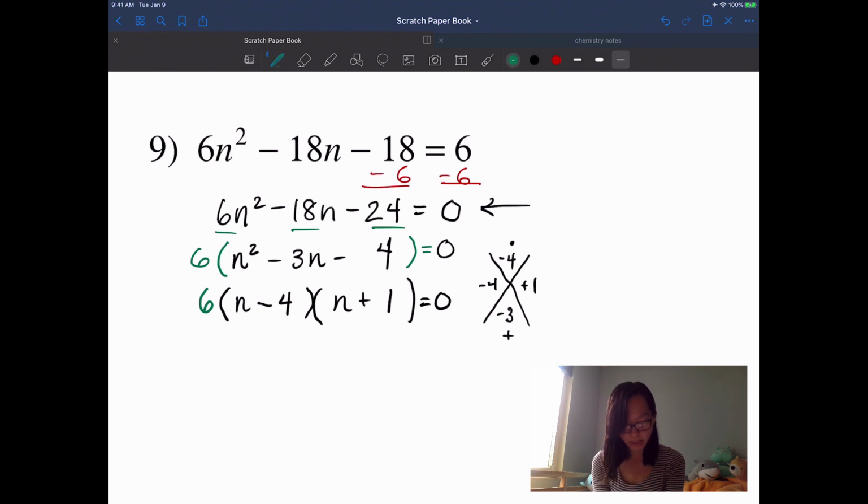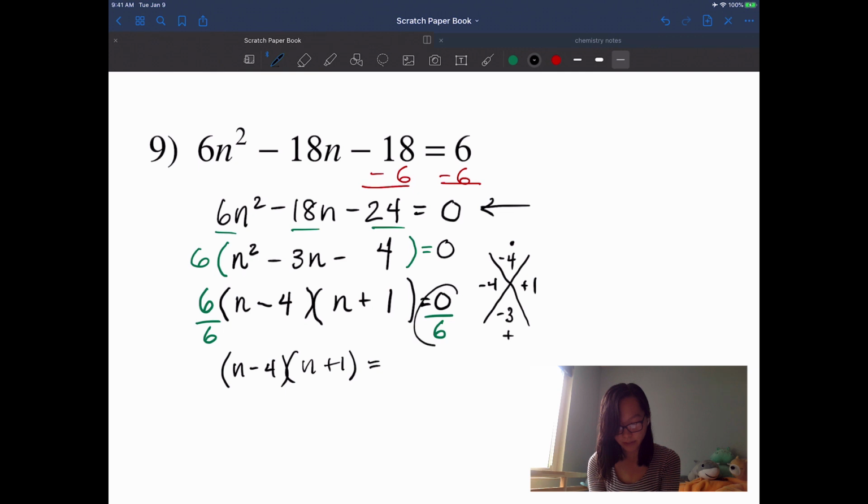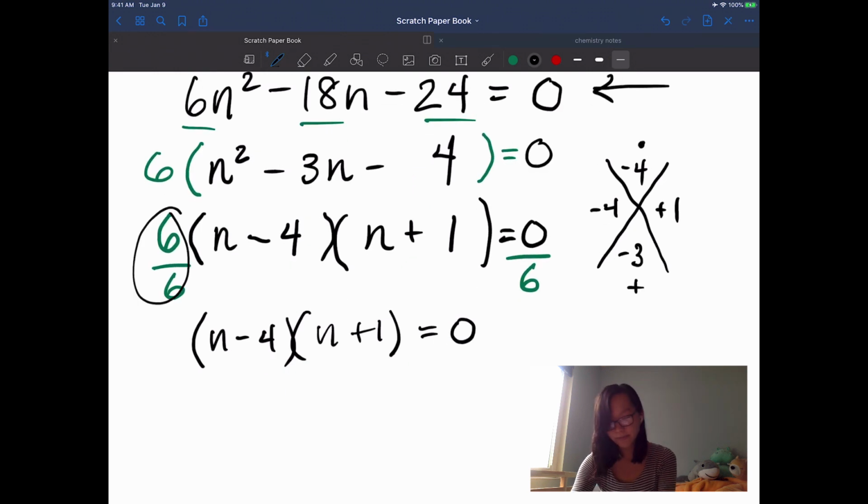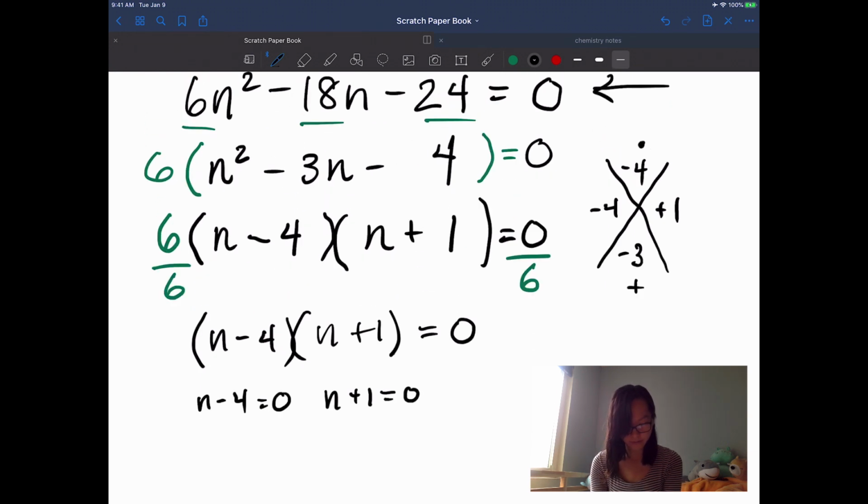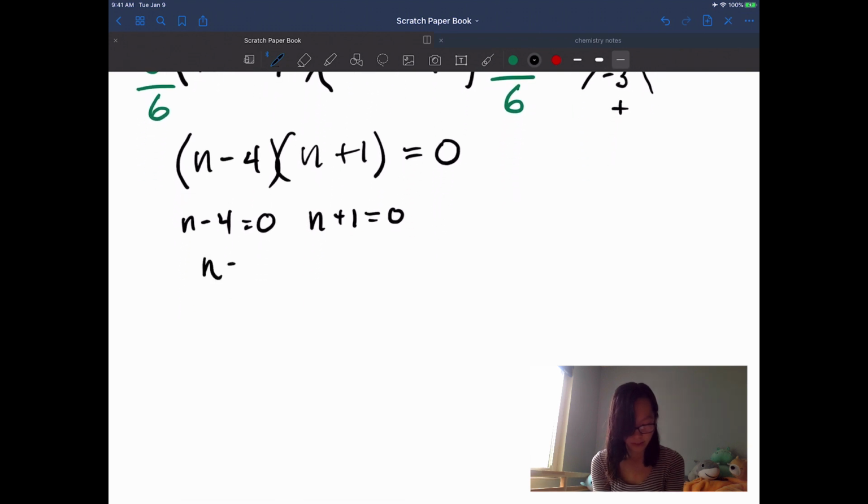In this next part, you can divide by 6 on both sides. 6 divided by 6 becomes a 1, which we can ignore because anything times 1 is itself. So this just becomes n minus 4 times n plus 1. On the right-hand side, what's really cool is anything divided into 0 is just 0. So we don't really need that 6. That 6 goes away. Then we can set both factors equal to 0, and you will get n equals 4 and n equals negative 1.